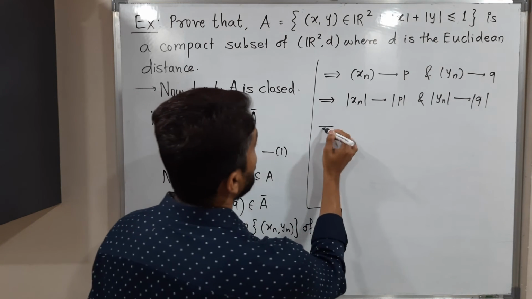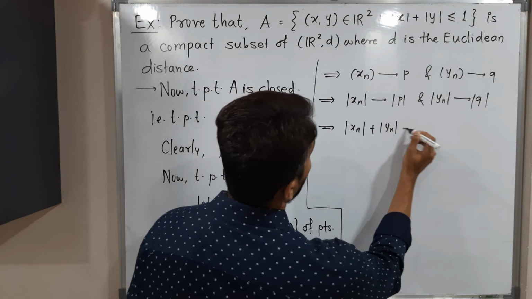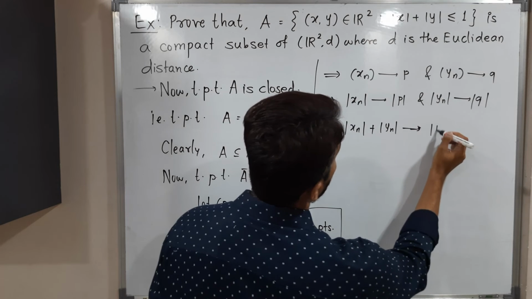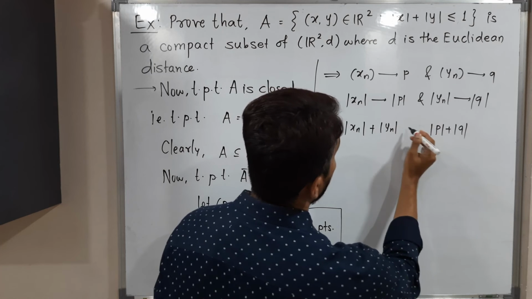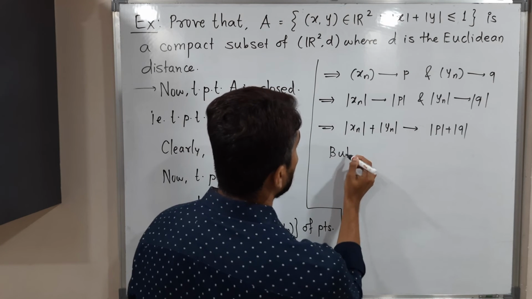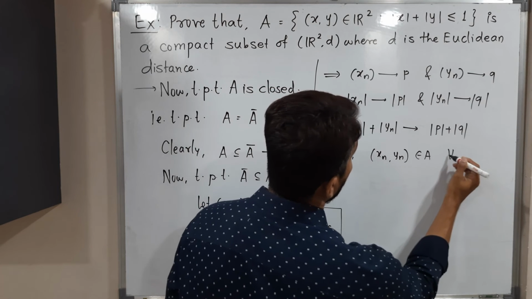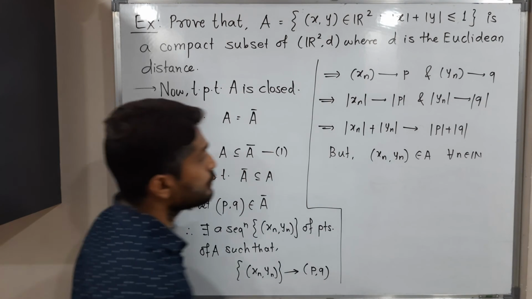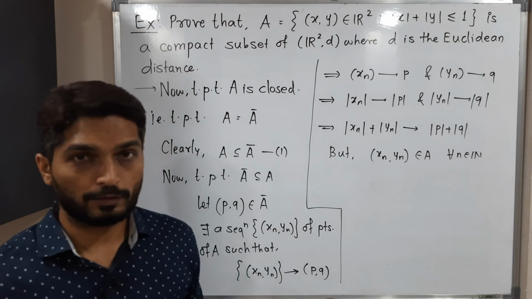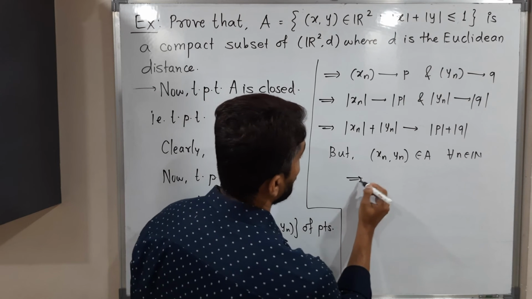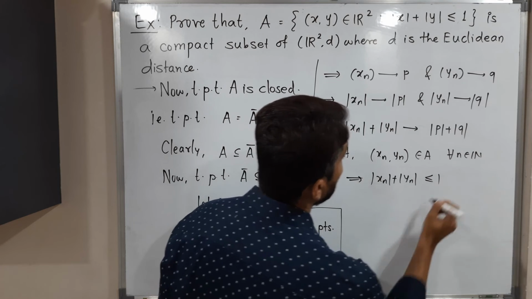So using that result we can say mod xn plus mod yn converges to mod p plus mod q. Let me write it properly. Basically, (xn, yn) is a sequence in A, so it satisfies the definition of A. The definition of A says mod of xn plus mod of yn is less than or equal to 1.